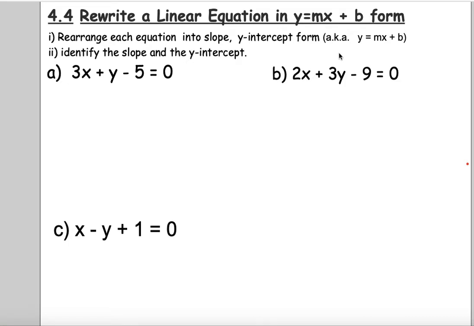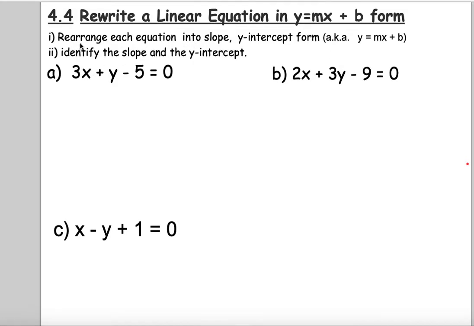Last lesson for this unit. So I think now we've done 2 units of distance learning, and you guys are killing it. So our last lesson is on rewriting a linear equation in the form of y equals mx plus b.